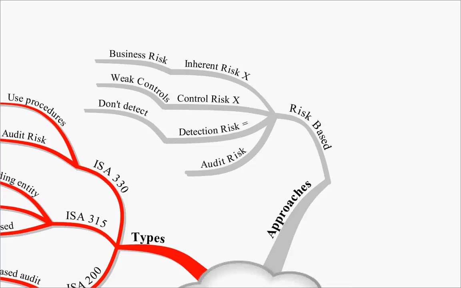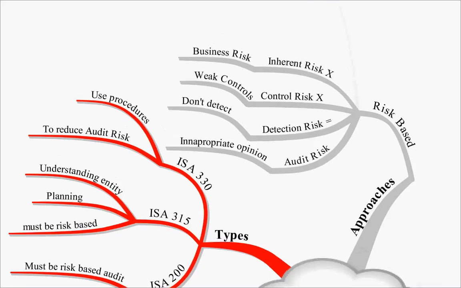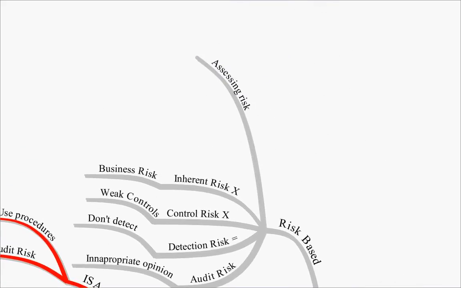What is our audit risk? Well, the audit risk is the risk of giving an inappropriate opinion, i.e. that the financial statements don't present a true and fair view when they do, or that the financial statements do present a true and fair view when they don't. Okay? So, assessing that risk then.